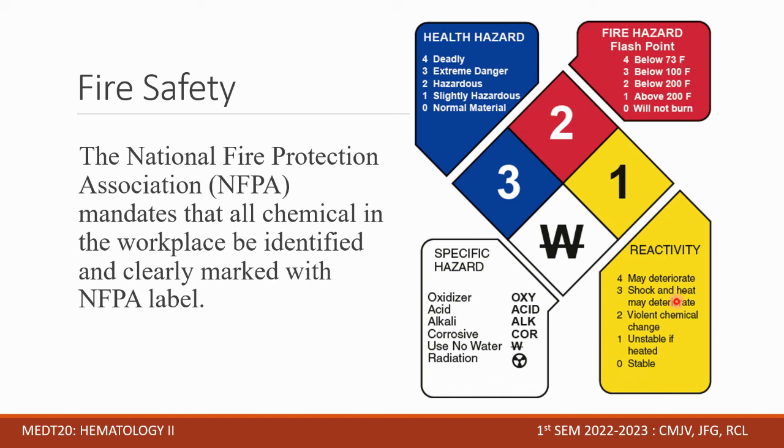And number 4, may deteriorate. So kung ano yung number sa loob, ito yung nire-represent niya. So the red one sa upper is for the fire hazard. Okay, again, the number represents its flash points. So kapag 0, it will not burn. Pag 1, above 200 Fahrenheit, magbe-burn na siya. Number 2, below 200 Fahrenheit, and so on.